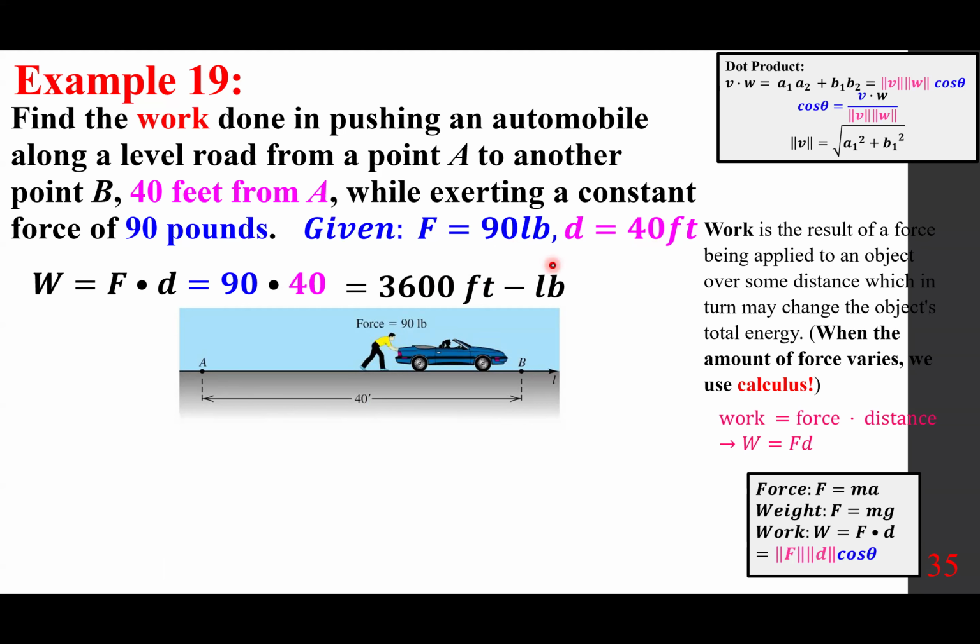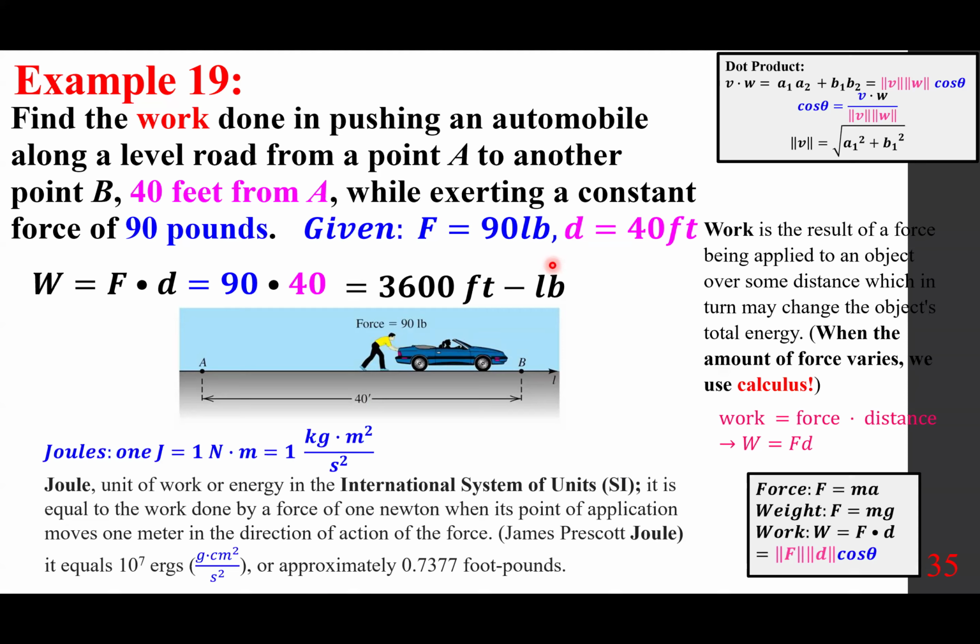As far as other units, let me go over something that you may have seen in physics, or at least you're looking at it now for the first time. It's fine, and at least you've been exposed to it here, and that is joules. 1 joule equals 1 Newton times meter, or 1 kilogram meter squared over second squared. Joule is the unit of work or energy in the international system of units called SI.